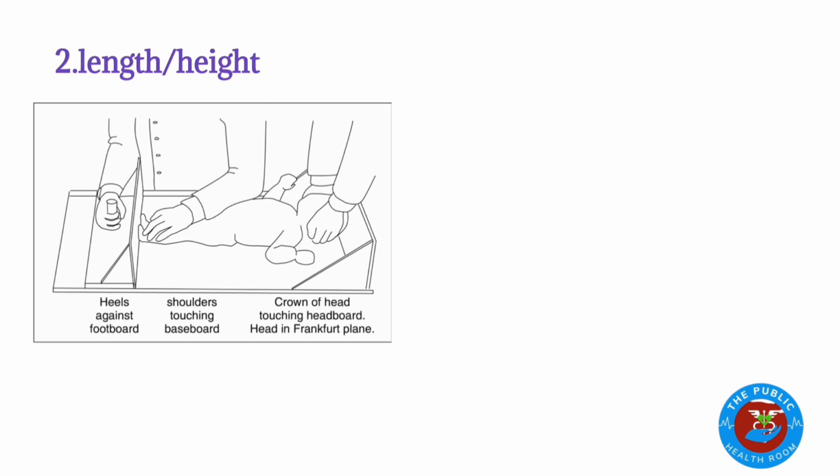Measurement of height or length. Length is used for those children less than 85 cm, which is approximately less than 2 years of age. Two examiners and a recumbent length board are needed for measurement. If the subject is restless, only the left leg can be used.